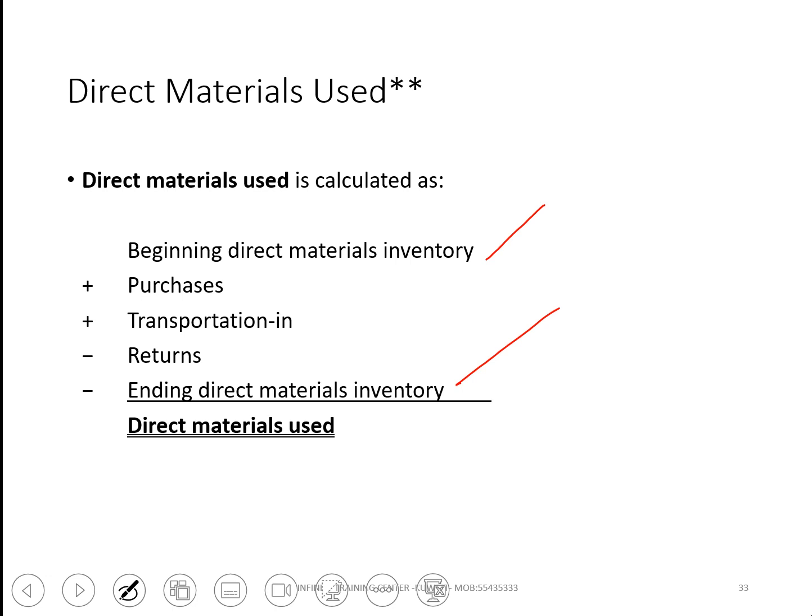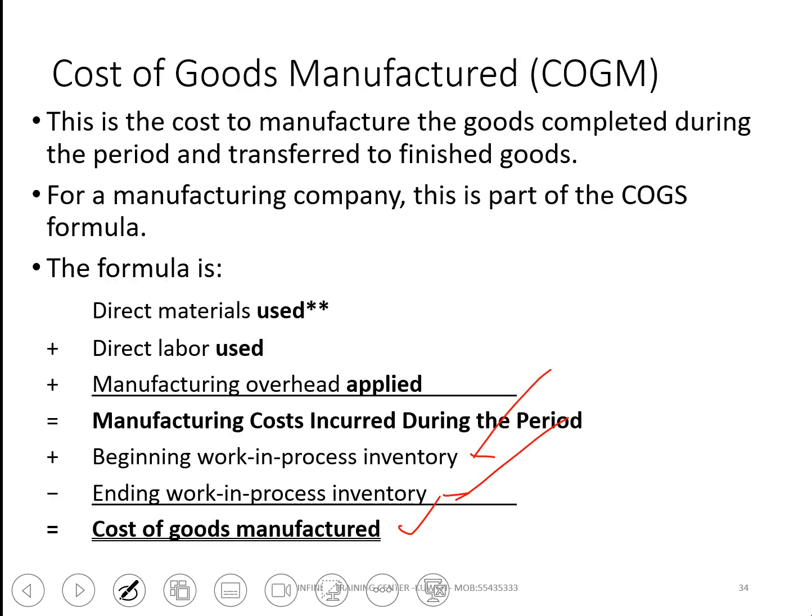Finally, how it is going to the income statement. So beginning inventory plus purchases plus transportation minus returns, then minus ending inventory. Then you can see direct material used, labor used and overhead applied. You will get manufacturing cost. Again, plus beginning minus ending work in progress, you will get cost of goods manufactured. So we have to remember, manufacturing cost and cost of goods manufactured are not the same. Manufacturing cost means how much cost was incurred during the period. Cost of goods manufactured means this is the cost of the goods actually completed in your production, or this is the cost of the finished goods.